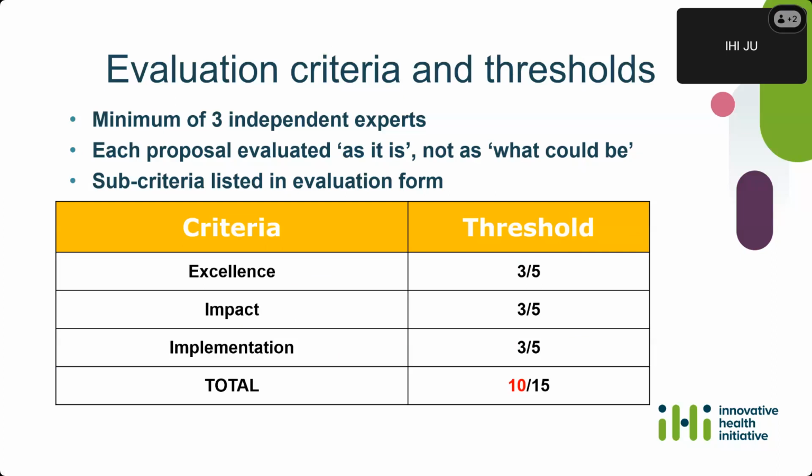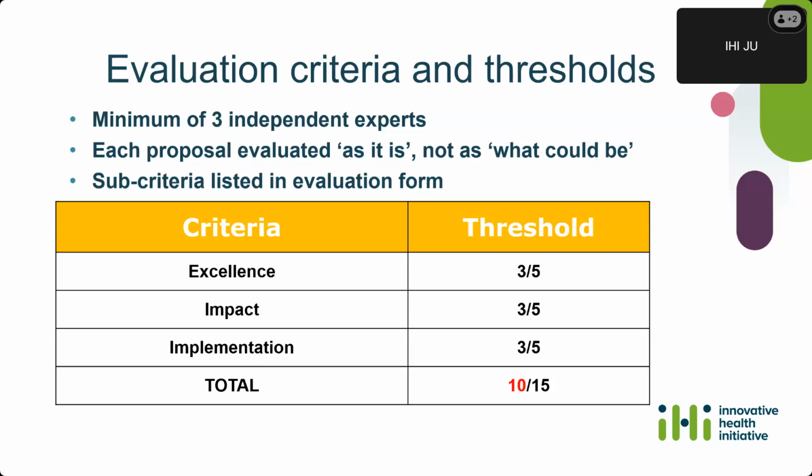And at the same time, the proposal is assessed based on the evaluation criteria, and each criterion goes from 0 to 5. The threshold for excellence, impact, and implementation is 3. However, the total is 10 out of 15. So even if a proposal gets the minimum threshold for each criterion, it will fail on the total and therefore will not be considered for funding.